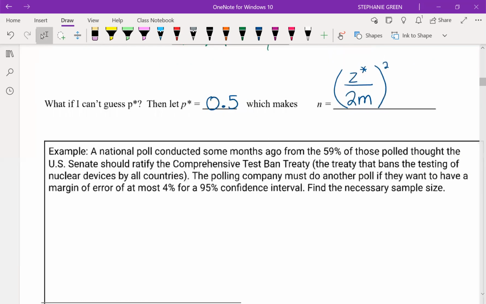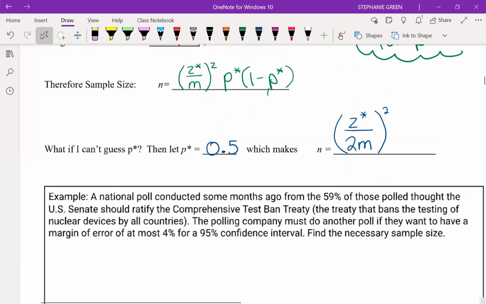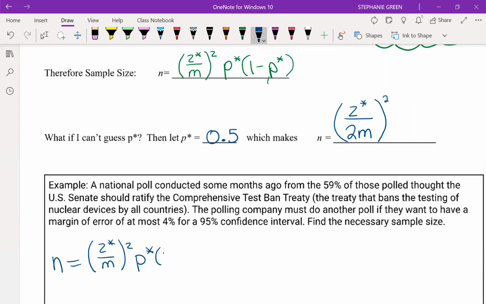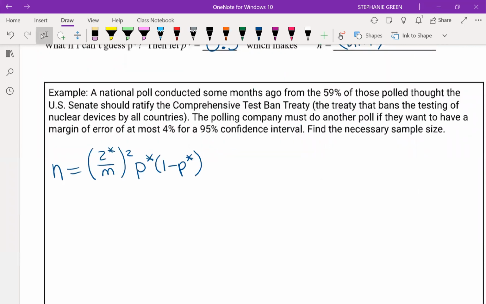Okay, we're looking for sample size, so I'm going to go ahead and use my green formula up here. N equals Z star over M, all squared, times P star times 1 minus P star. So let's go ahead and find the numbers that we need to plug in here to solve for N. To start, I have a Z star here. We're doing a 95% confidence interval, so that means our Z star is going to be 1.96.